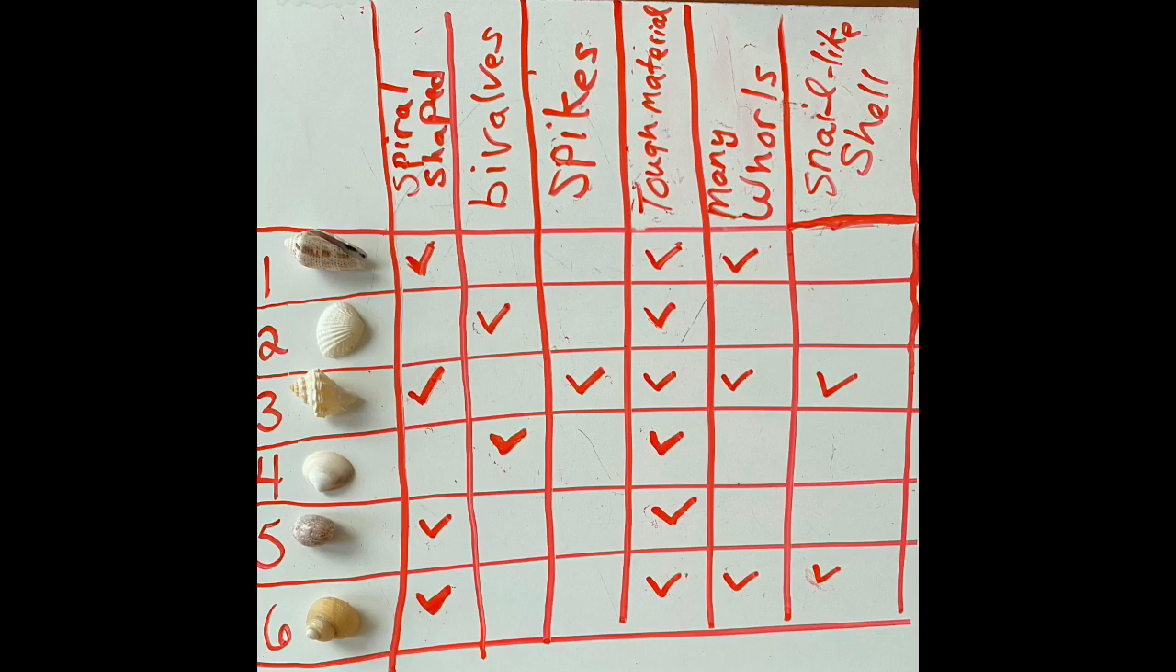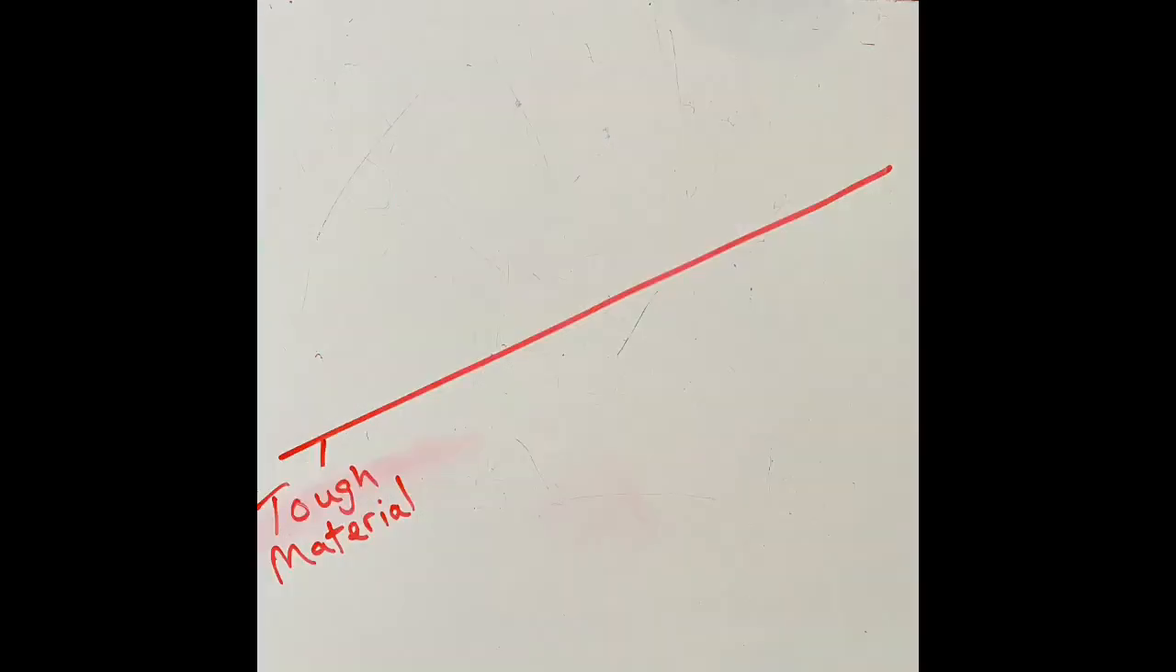Looking across the rows, it looks like there's a tie for the bivalves because they each have the exact same 2 characteristics. To set up the cladogram, you start with the characteristic that all the organisms share, and you put that at the bottom of your line. So mine will be tough material.